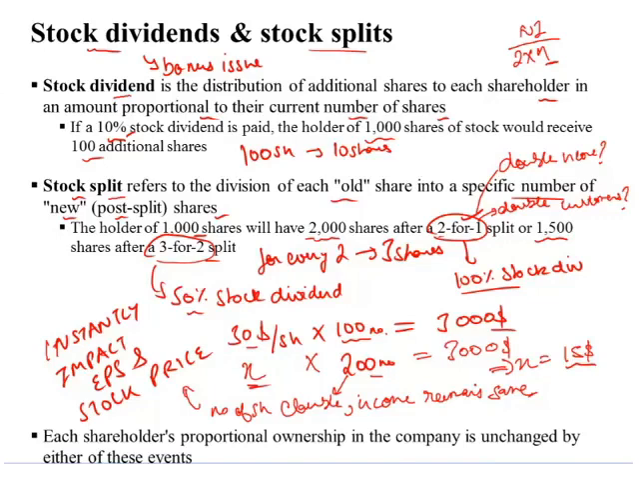Each shareholder's proportional ownership in the company is unchanged by either a stock dividend or a stock split, because I may get 10 more shares, but so does everybody else. Or I may get 10% more shares or 2 shares for every 3 shares, but so will happen to every other shareholder. Hence, my proportional ownership doesn't change. My economic worth does not change. If I was earlier owning 10 shares worth 30, I may now own 20 shares, but they'll be worth only 15. So my total value will remain the same.